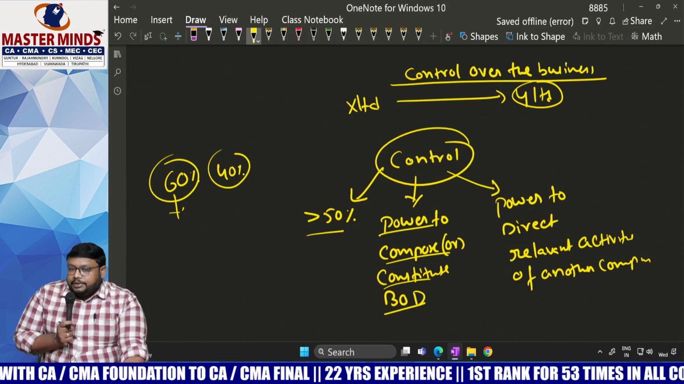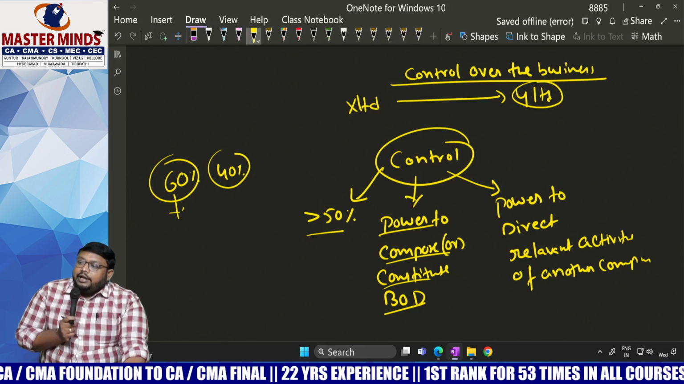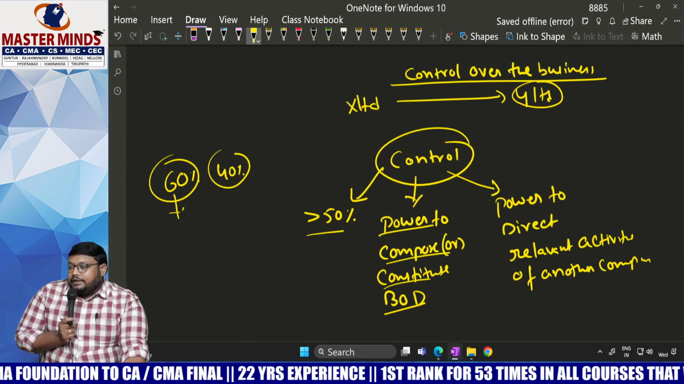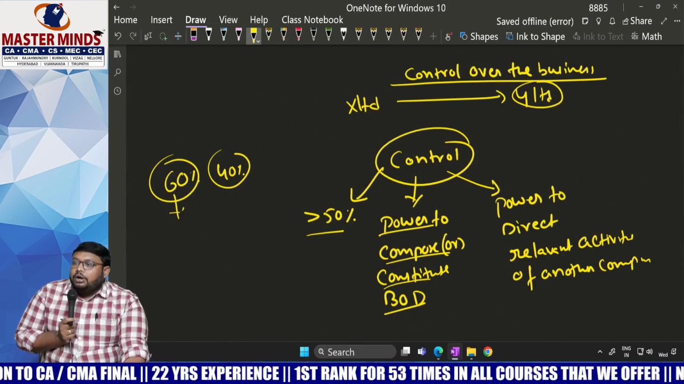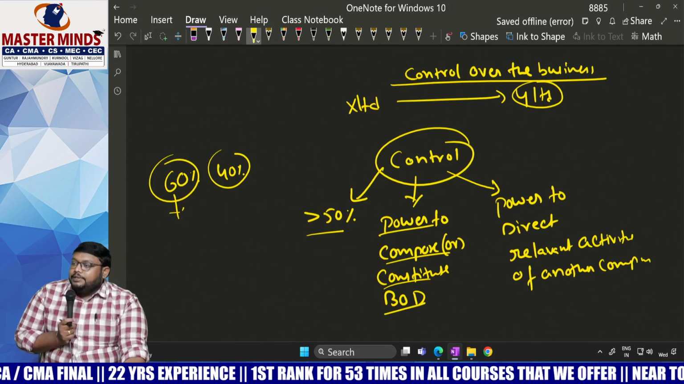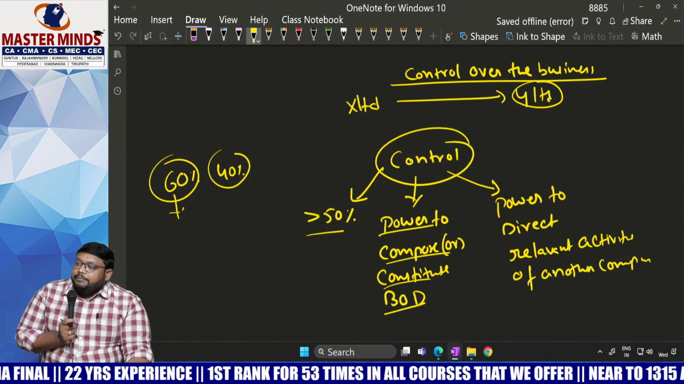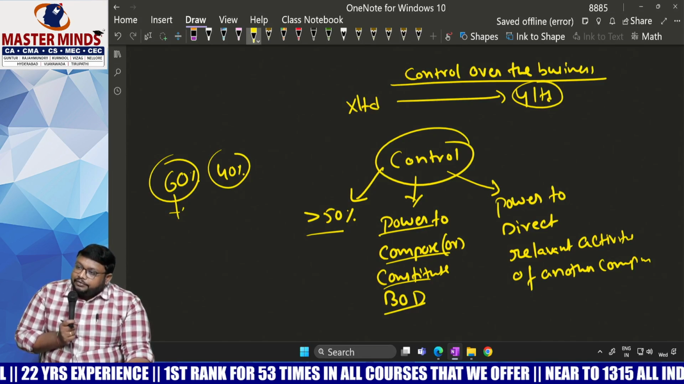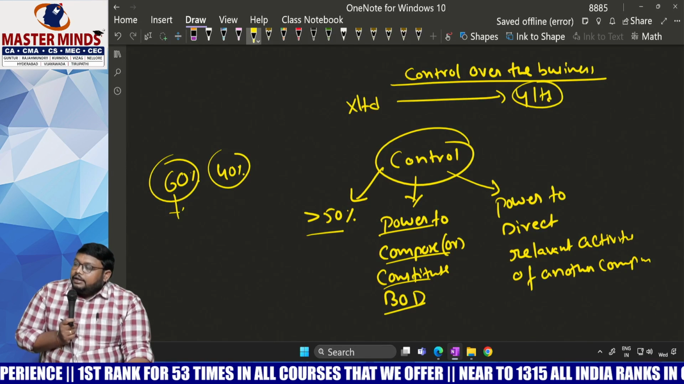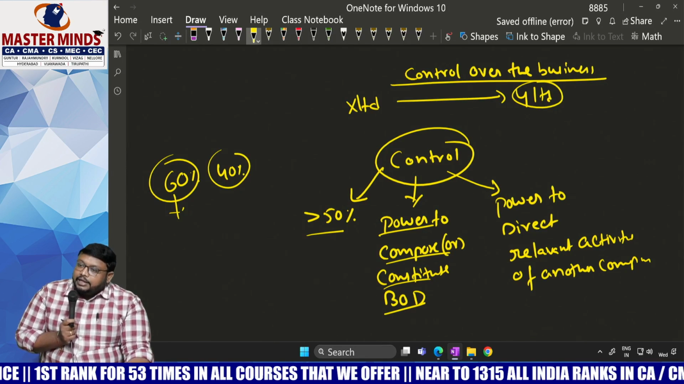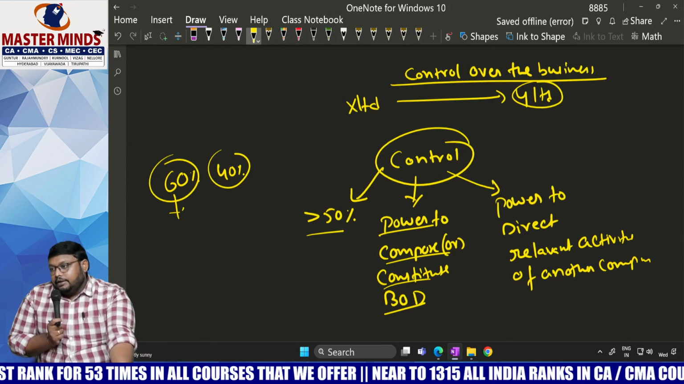What is the third requirement? If you have the power to direct the relevant activities, meaning revenue generating activities, all the important activities of that business, so my company is directing all the relevant activities of another business, another entity. Then we can say we have control over the business. So control can be attained in these three possible ways.